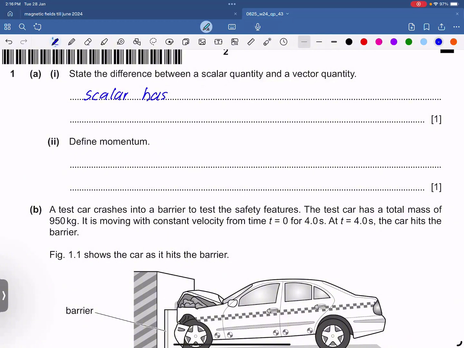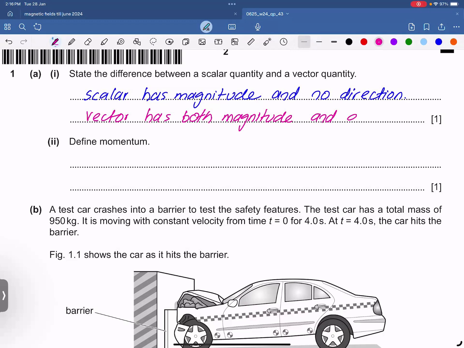Scalar has magnitude. Magnitude means numerical value and no direction. Vector has both magnitude and direction. Meaning of magnitude is numerical value. So the main difference is scalar, no direction. Vector, it has direction. It will award you a mark.